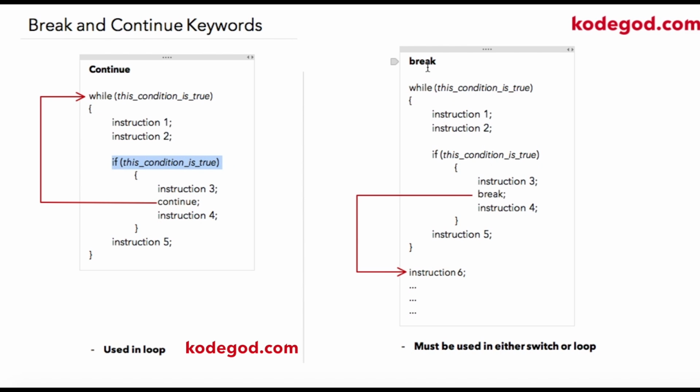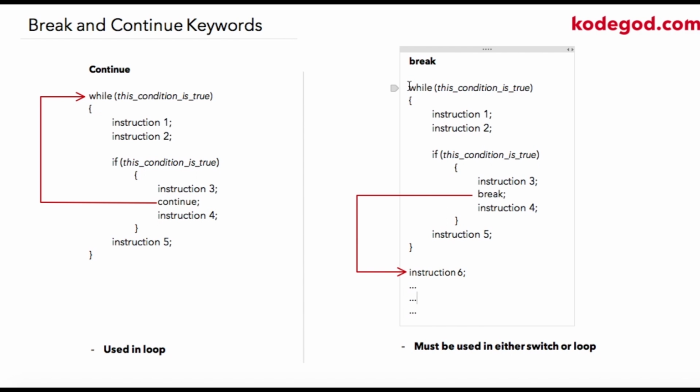Now let us check the break keyword. Again, the break keyword can be used either in a switch or a loop. I'm writing this example with a while loop. So until my while condition is true, these two instructions will be executed. I'm adding another condition over here. If this condition is true, instruction 3 will be executed. As soon as the controller reaches my break keyword, it will break out of my existing loop. It will go to the immediate instruction after your while loop, and subsequent instructions will get executed. So break is a very useful keyword which you can use to break an existing block of code.